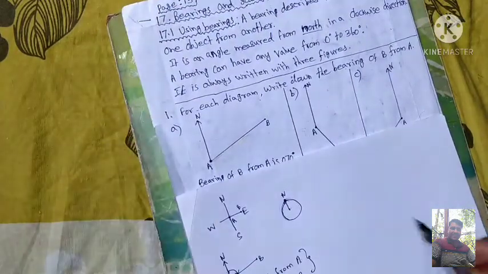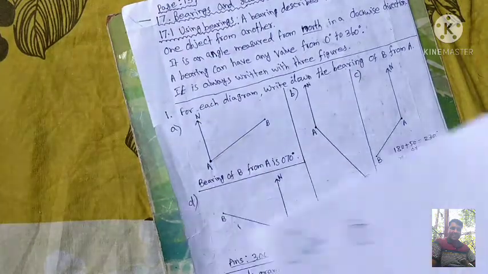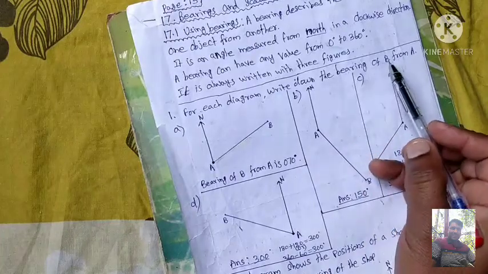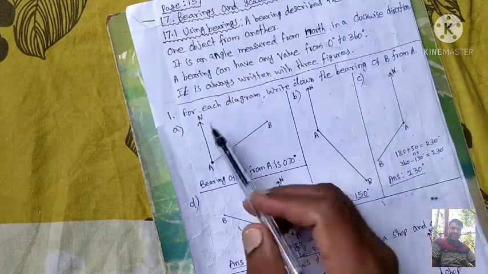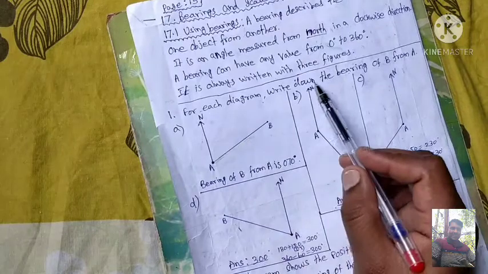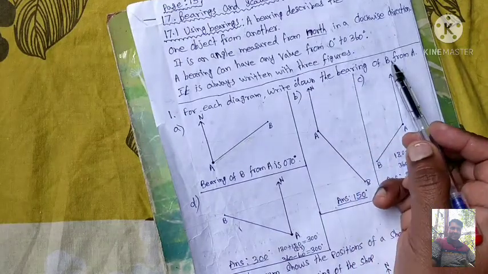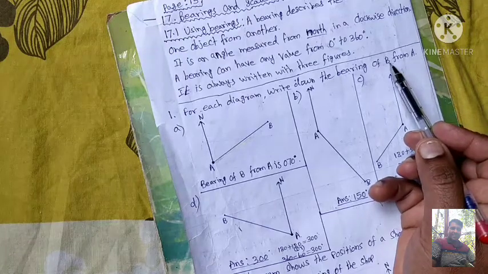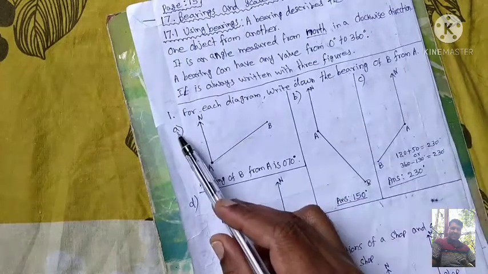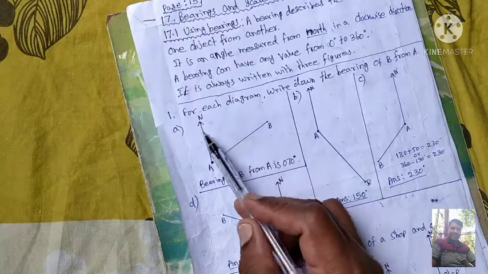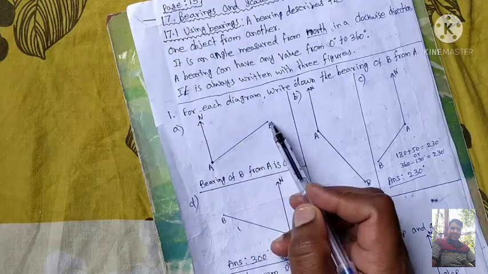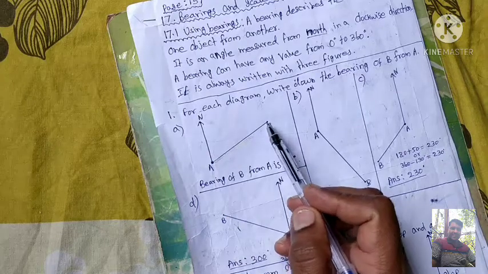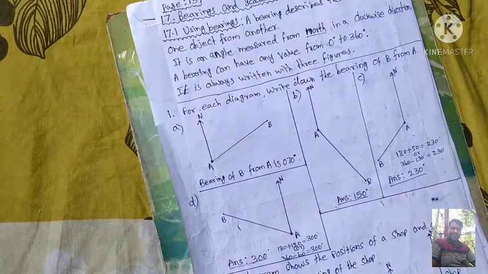Okay. So the first sum, for each diagram, write down the bearing of B from A. So from A means our starting point is A and we are going to measure up to B. So this is the first picture given in our book. The north side of A is given and B is also given here. So now we are going to measure the angle.